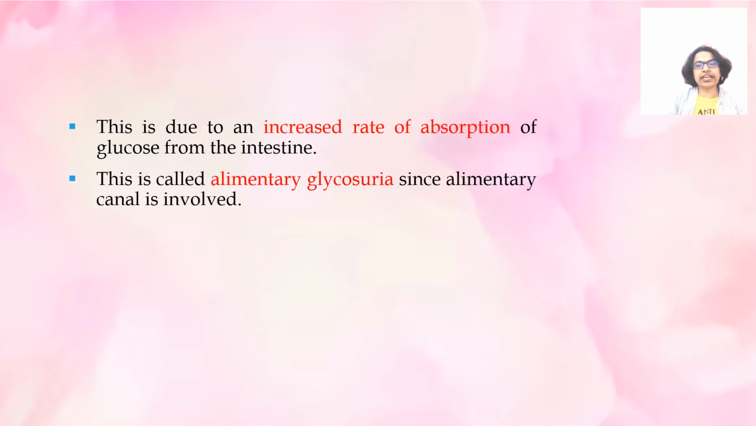This is due to an increased rate of absorption of glucose from the intestine. The name indicates the relevance to the intestine. It is called alimentary glycosuria since the alimentary canal is involved. So why do we consider it alimentary glycosuria? Because there is involvement of the intestine.